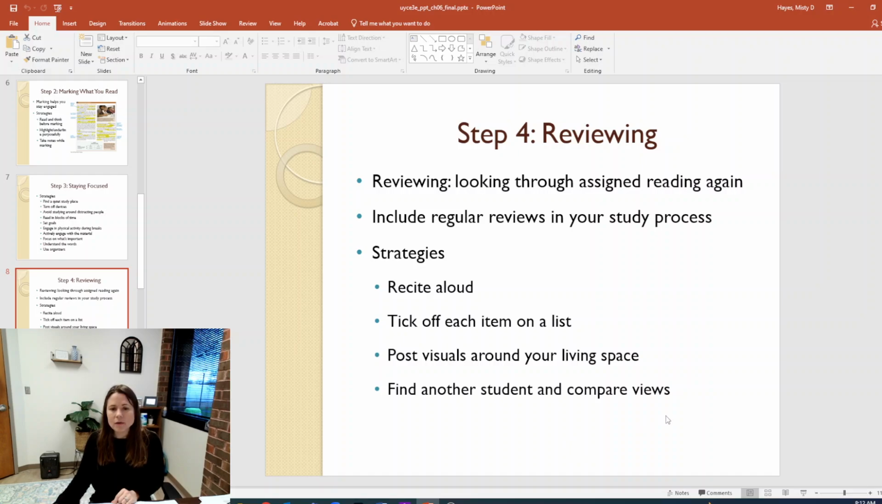One of the ways that you can review is, of course, to go back and read it. You can read it out loud. Make sure that you take items off of a list that you're trying to study. You can use post-it notes, or if you're a visual person, post visuals around you to help you. And then also talk to other students or form a study group, because this is going to really help you review the material, not only your lecture notes from class, but also the chapters that you're reading.